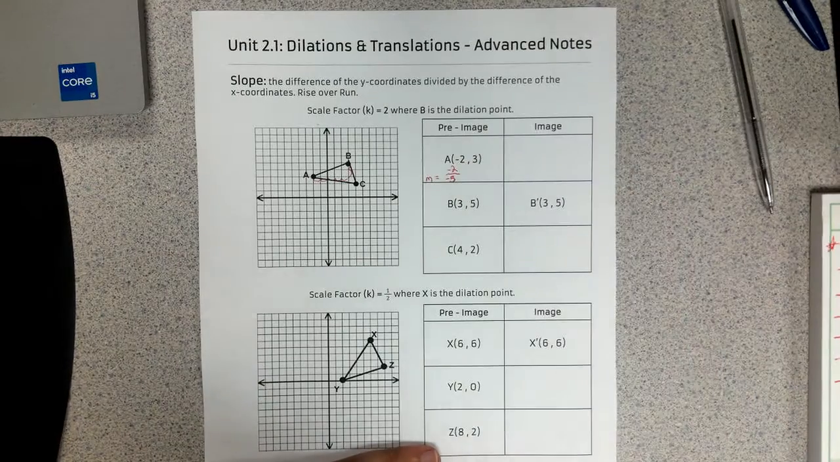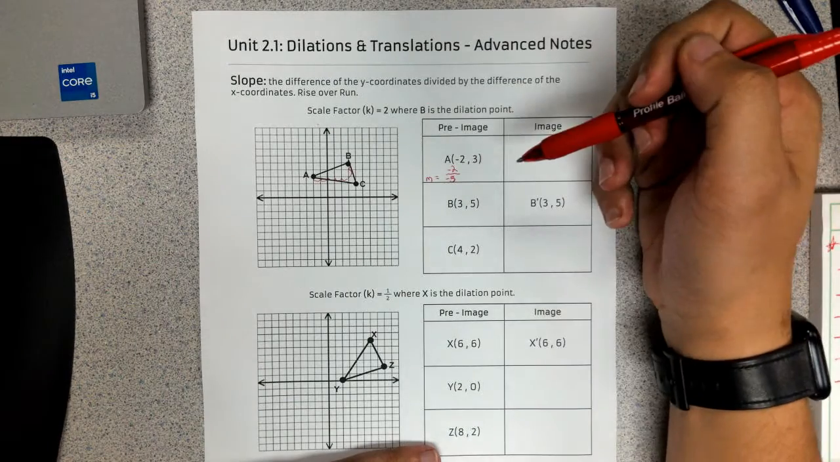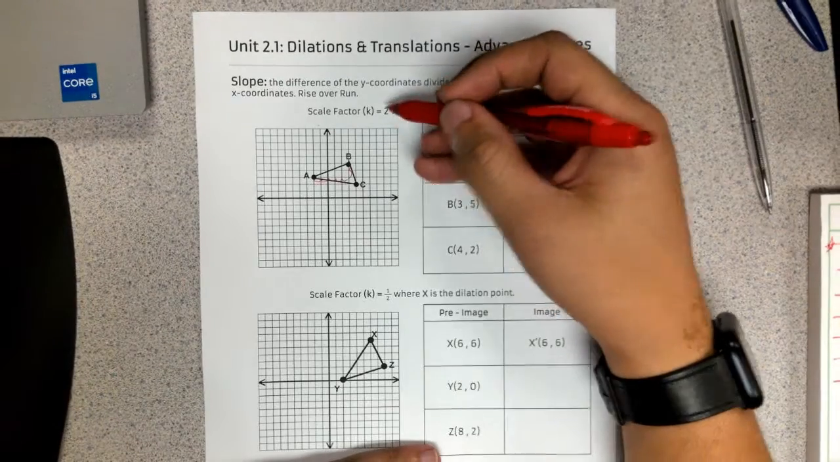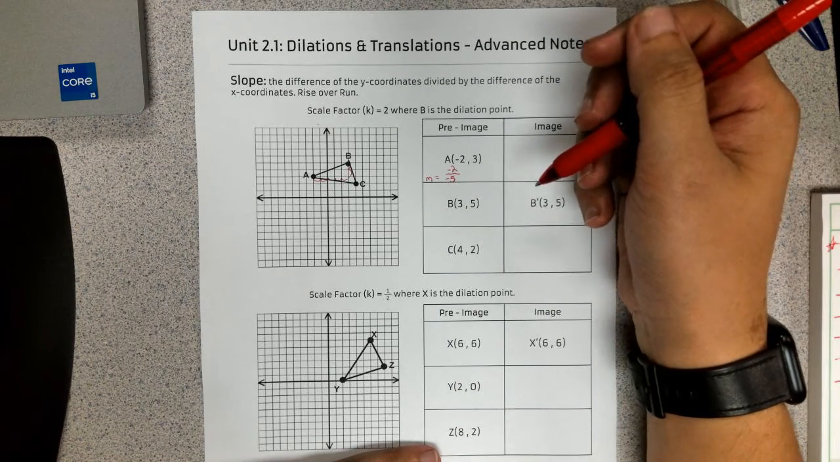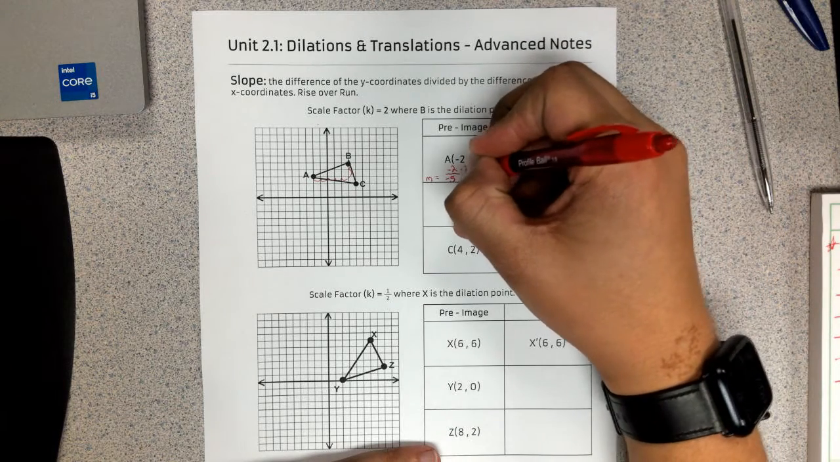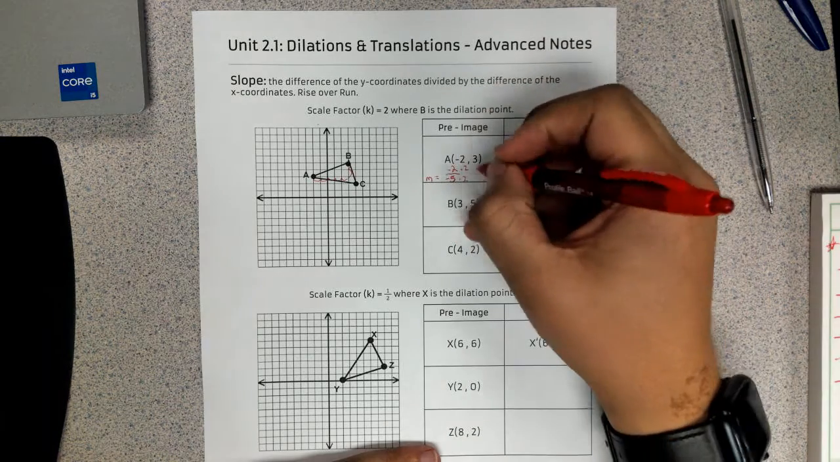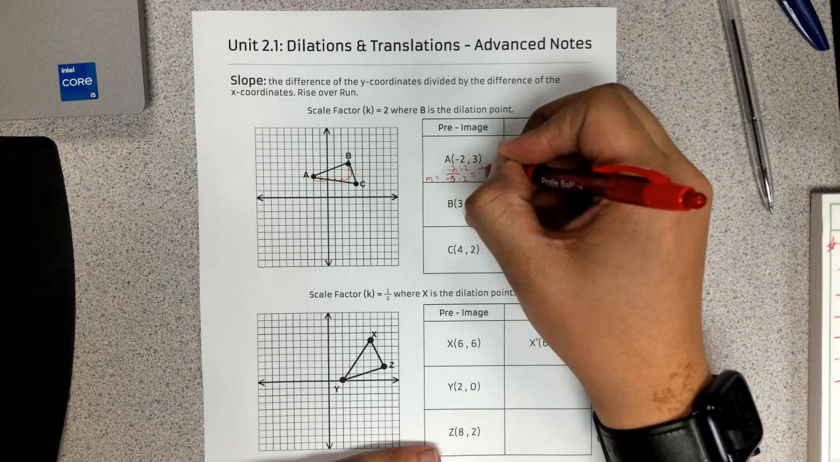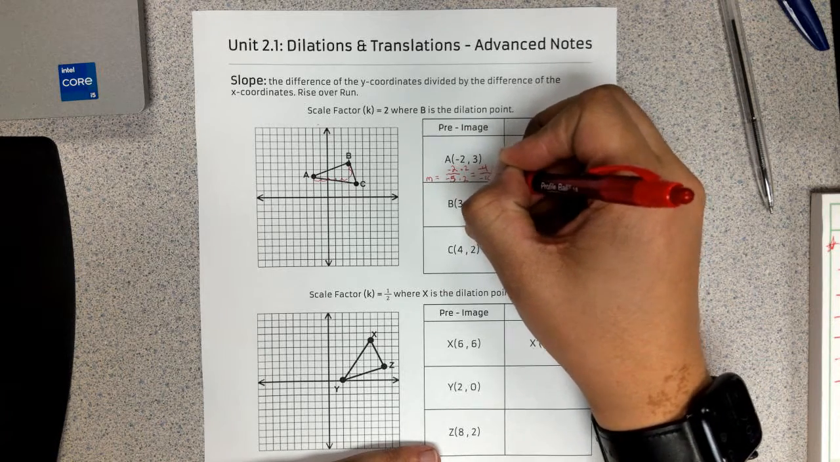Okay? Now, because we have the scale factor of 2, which means that since our k is greater than 1, we should get an enlargement or a bigger picture. We're going to multiply both the top and the bottom of my slope here by 2, so that I get negative 4 over negative 10.